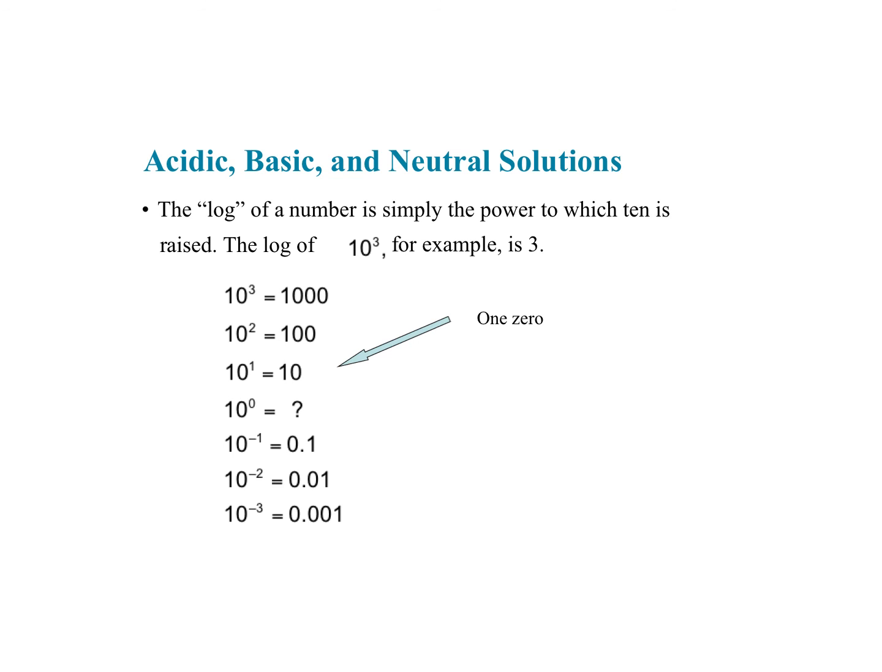Now, what is 10 to the 0? 10 to the 0 is actually 1. Anything raised to the power of 0 is 1. That's just a rule from mathematics. And so there are 0 zeros, and 10 to the 0 gives you 1. And it turns out, guess what? The log of 1 is 0. There are 0 zeros. The log of 0 zeros is 0.